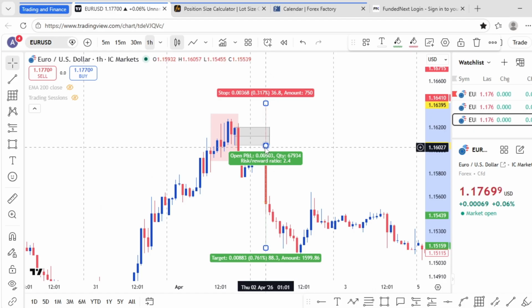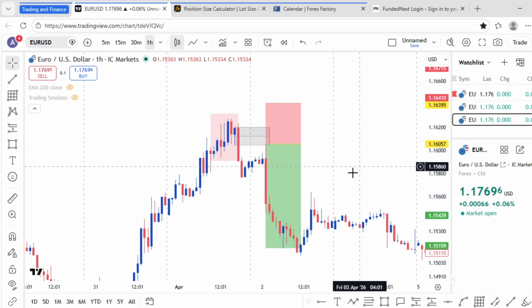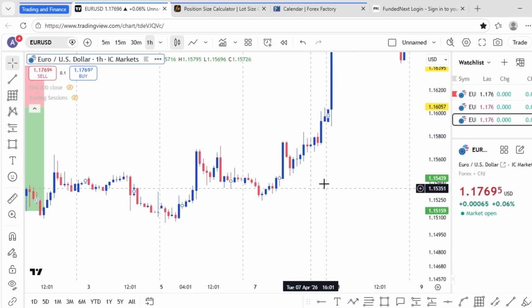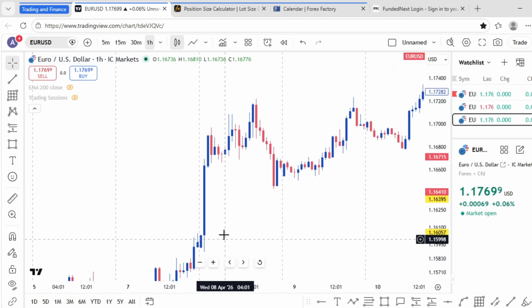So that's how supply and demand works, and if you understand them very well, your trading will change for good.